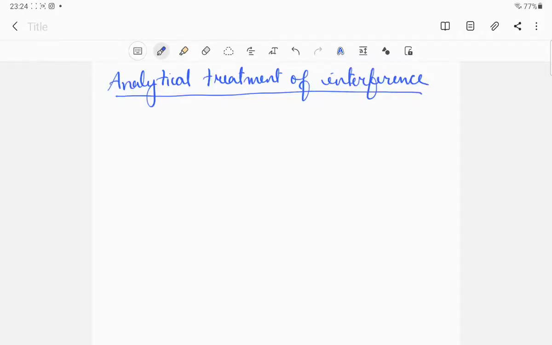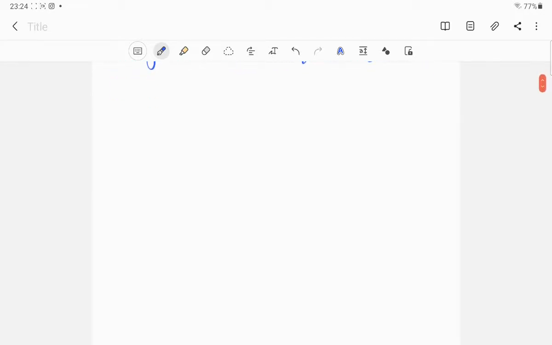Hello students, today we are going to discuss analytical treatment of interference. For this we are going to draw a simple ray diagram. Suppose that you have a source like this, and the rays of light are, as we have already studied in the Huygens principle, wavefronts emanating from this particular point source, and we have two pinholes like this.